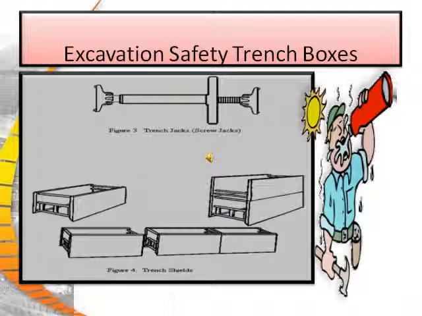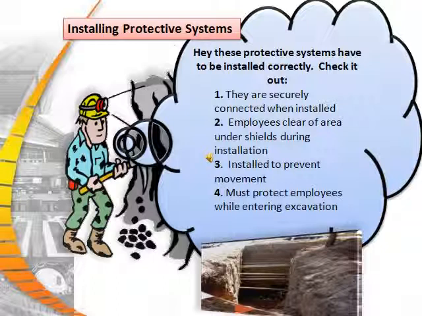Here we can see the various types of trench boxes. Figure 3 shows the screw jack types of trench boxes, and Figure 4 shows various types of trench shields. Installing protective systems needs to be done in the correct manner. Systems need to be securely connected when they are installed. Employees need to be kept clear of the area under the shields during installation. They need to be installed to prevent movement, and they must protect employees while entering and exiting the excavation.